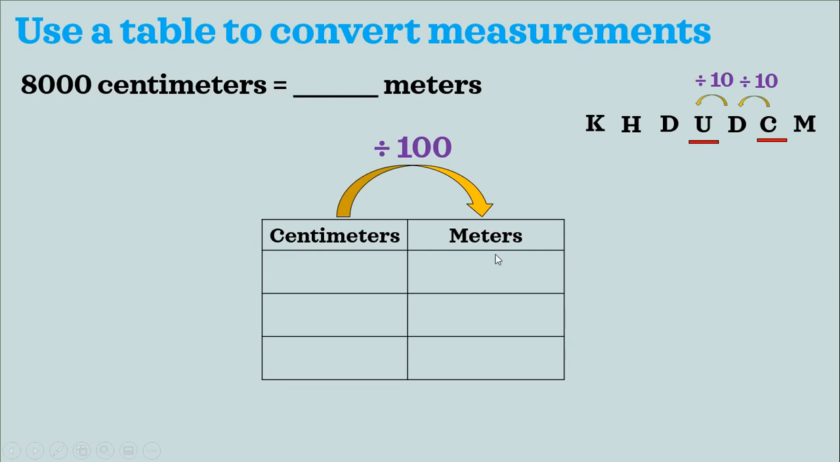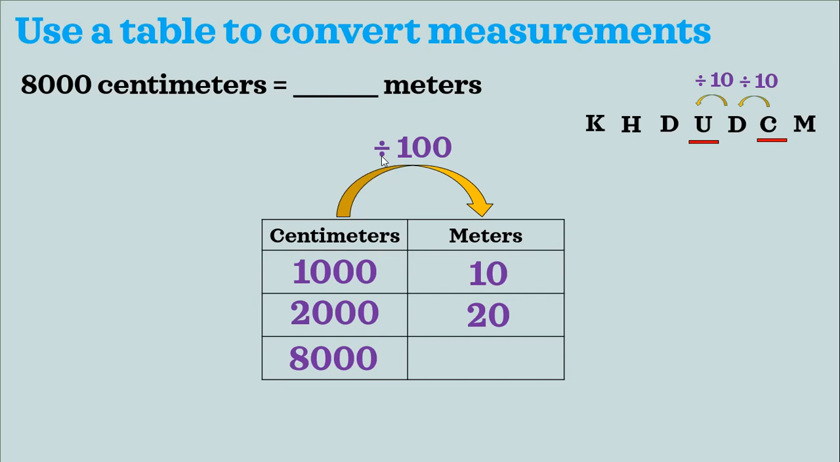Remember, meters is about the length of a guitar, centimeters is about the width of a fingernail, so we need less meters to make up the same centimeters, which is why we're dividing. 1,000 centimeters divided by 100 is 10 meters. 2,000 centimeters divided by 100 is 20 meters. 8,000 centimeters divided by 100 is 80 meters. So 8,000 centimeters is the same as 80 meters.